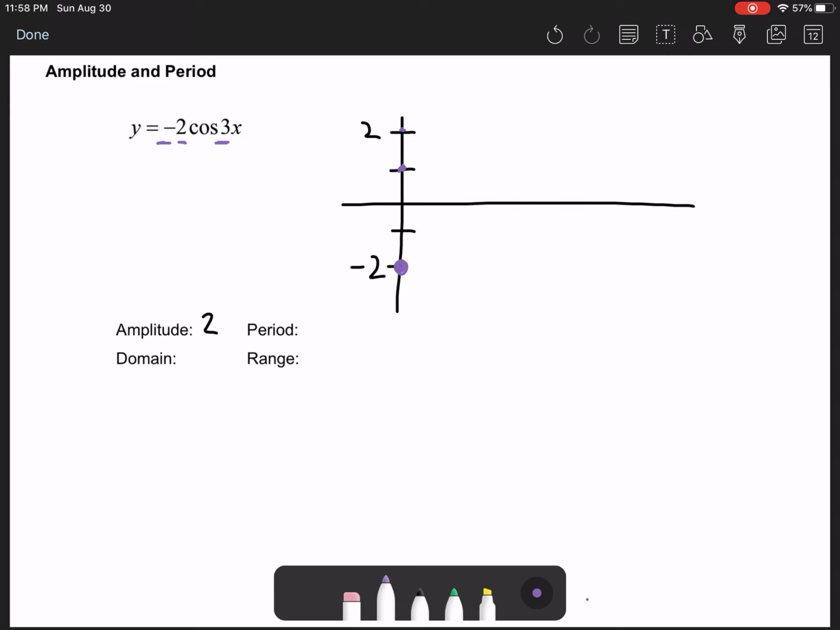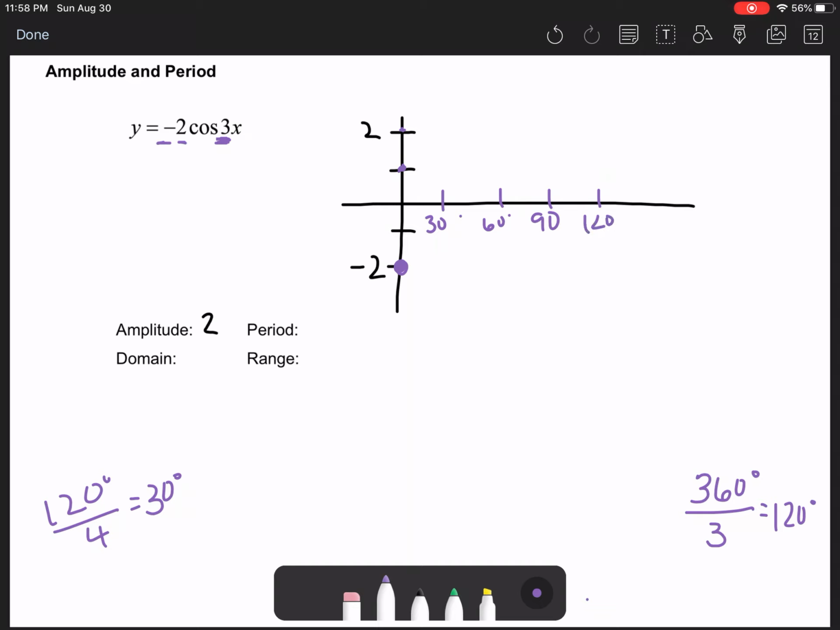All right, then this 3 right here, and I'm going to go back, I'll do this one with degrees, just to do something different. So 360 degrees is our normal period. We're going to divide it by 3, which gives us 120 degrees. Then I'm going to take that 120 degrees and divide it into four, which is 30 degrees. So every 30 degrees is where we're going to have to plot a point. So we've got 30 degrees, 60 degrees, 90 degrees, and 120 degrees.